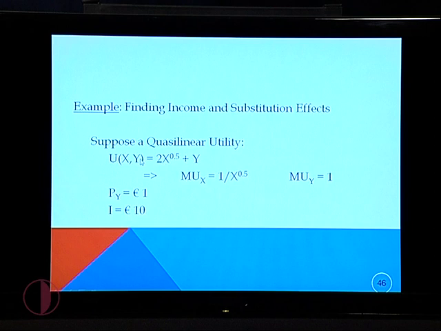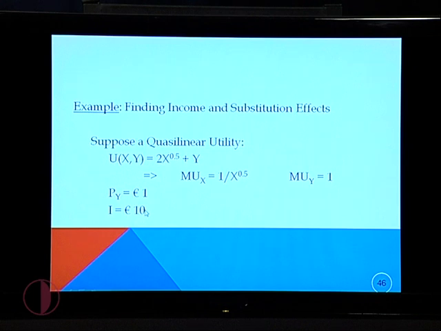Suppose the utility function is given as u(x, y) = 2√x + y. The marginal utility of x is 1 over √x. As you are observing from the function, the marginal utility of y is 1, because when you take the derivative of y it is 1. Then Py is €1 and income is 10 euro.